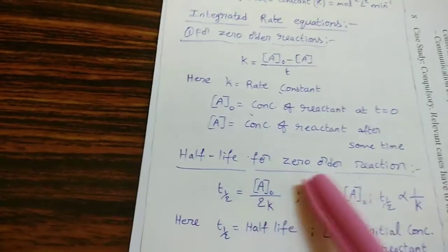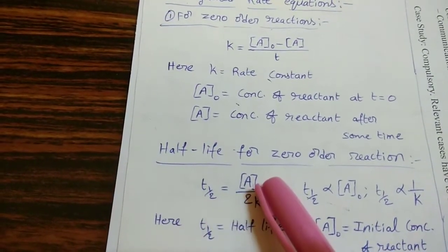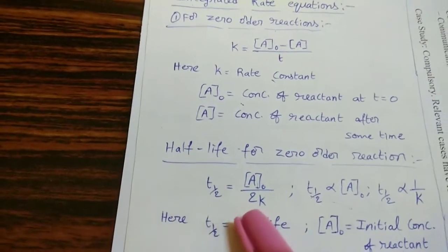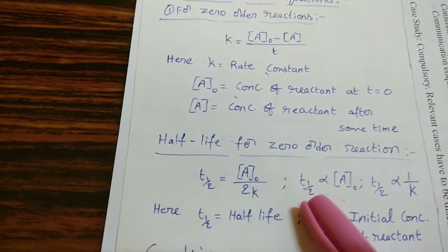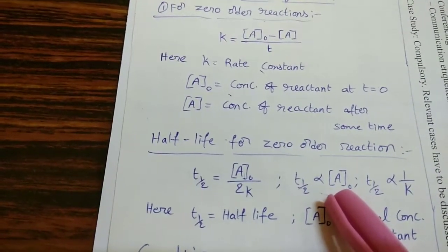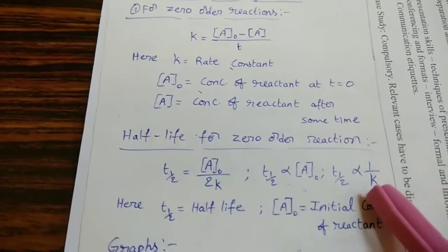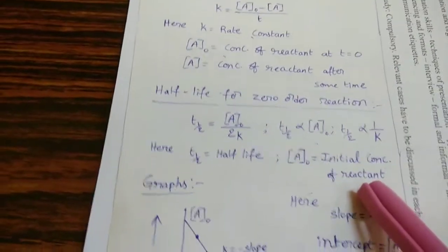Next, half-life for 0 order. The expression is T half equal to initial concentration divided by 2 into rate constant. So from this we can conclude that T half of a 0 order reaction is directly proportional to initial concentration and inversely proportional to rate constant. T half is the half-life, and this is the initial concentration of the reactant.